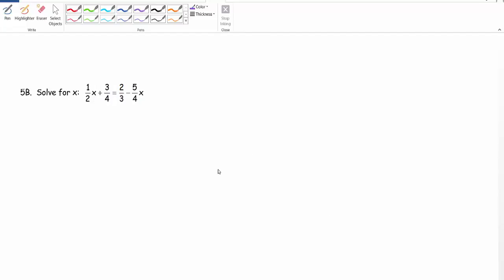Here we are at problem 5b from our target 4. We're asked to solve for x here, and right away we notice that we have fractions, a bunch of fractions, and one thing that we love to do is clear those using the LCM.